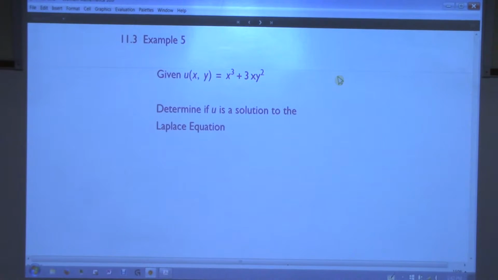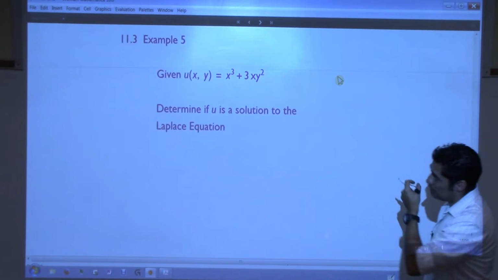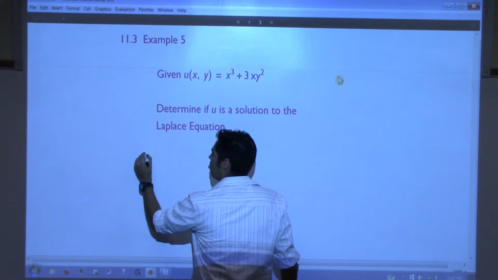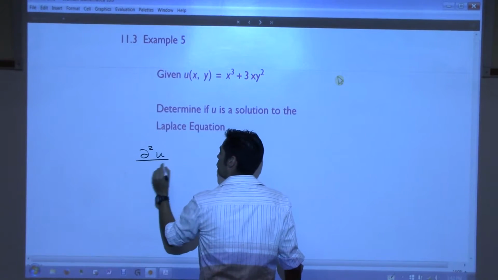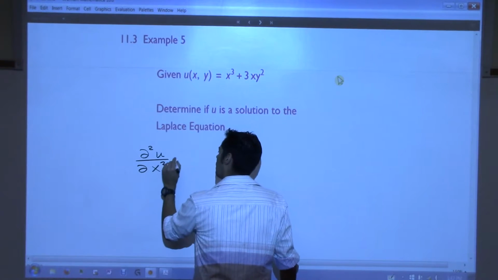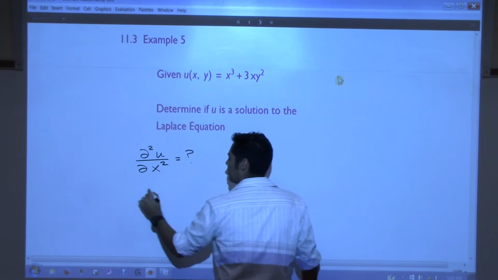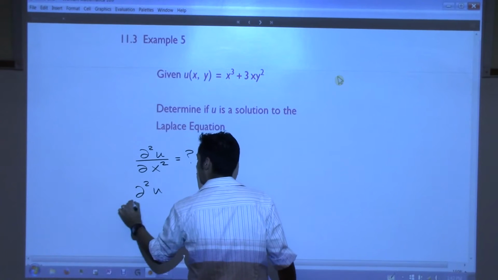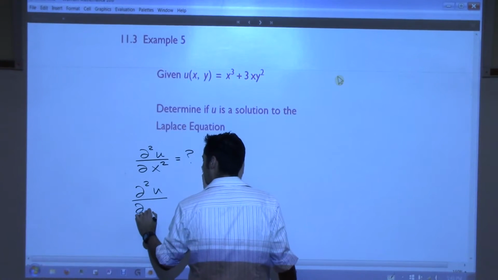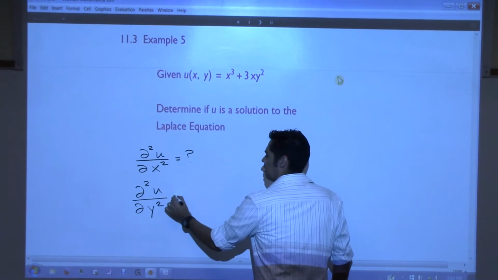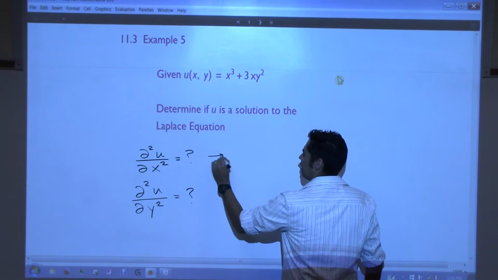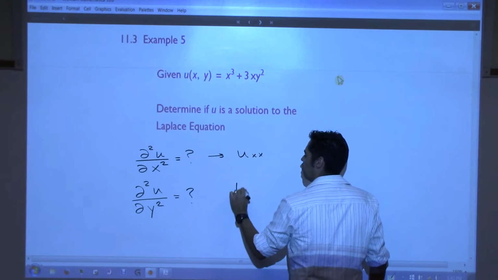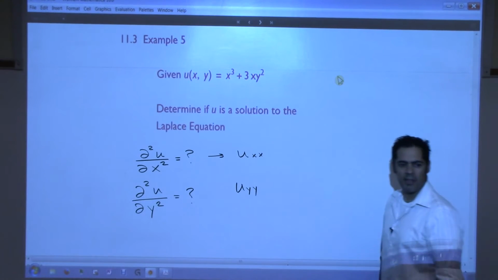So the question was, is this? So I'm going to need to know what is the second partial of u with respect to x, right? What is that? And I'm also going to need to know what the second partial of u with respect to y is. Now, as much as I love that notation, what this really means is uxx and uyy, okay, which is a little cleaner writing, right?